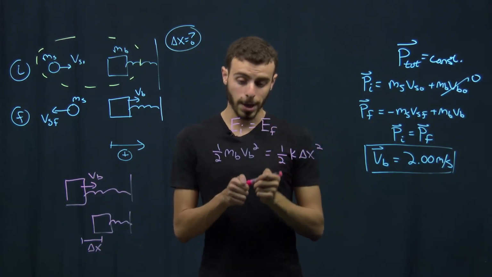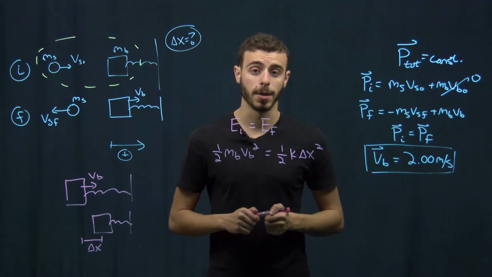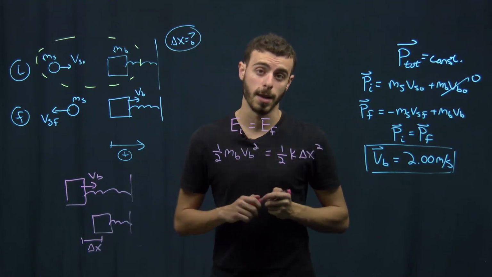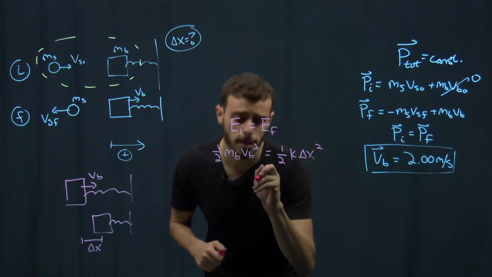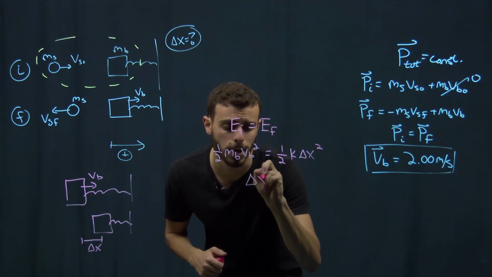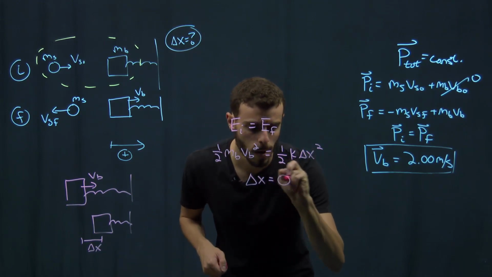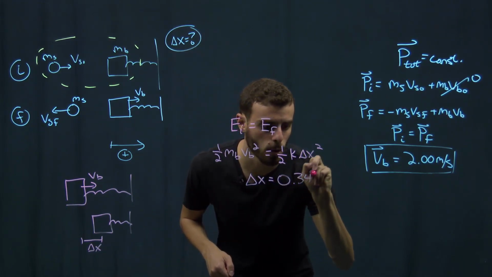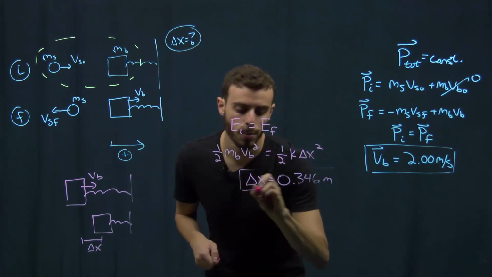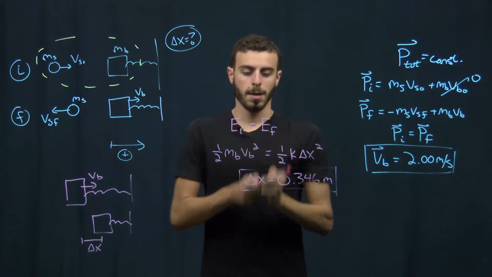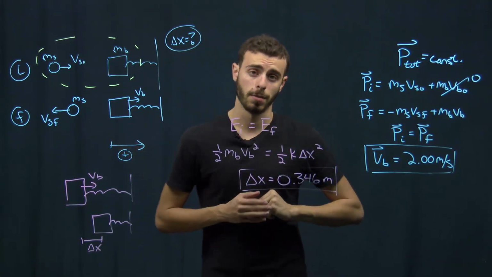So we have a relationship here between this velocity we just solved for and the delta x, which is what we're looking for in the end. At this point, we can just plug in our known quantities and solve this energy conservation equation. You should get that delta x is equal to 0.346 meters, which is to say that our spring is compressed by a distance of 0.346 meters from this collision.